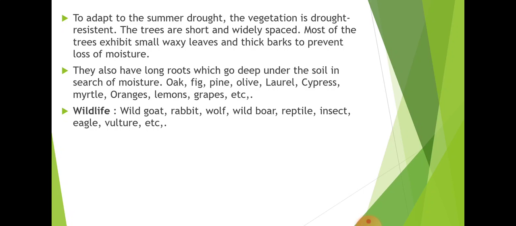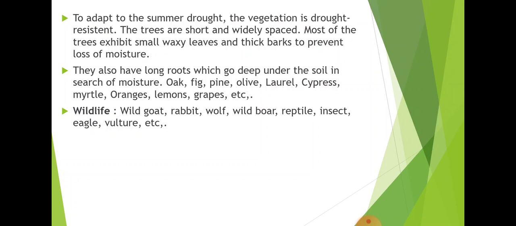So these trees have long roots especially, which go deep under the soil in search of moisture. If the moisture is not there, if the water is not there, so what happens? The roots of those plants will definitely go under the soil in search of water basically. Examples are oak, fig, pine, olive, laurel, cypress, myrtle, oranges, lemon, grapes, etc. So these are some of the plants found in the Mediterranean forest.